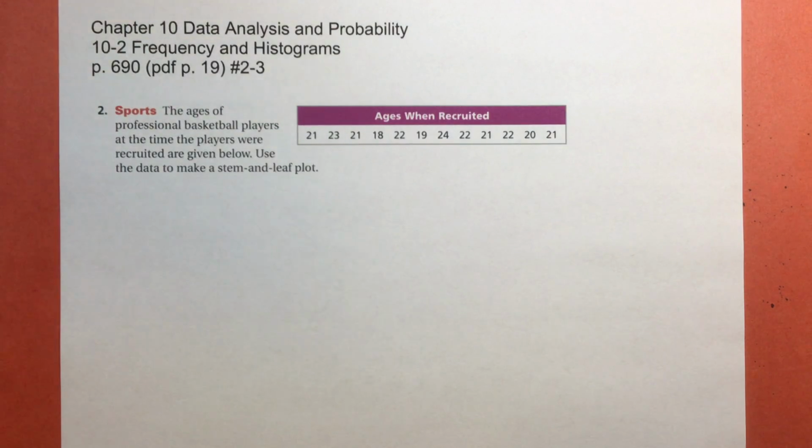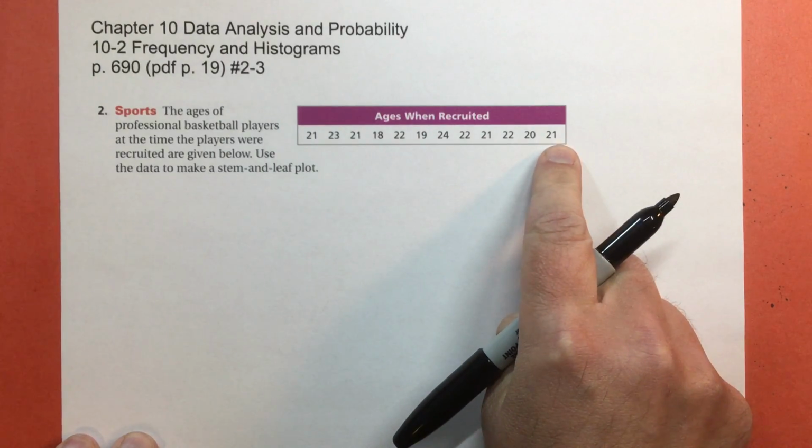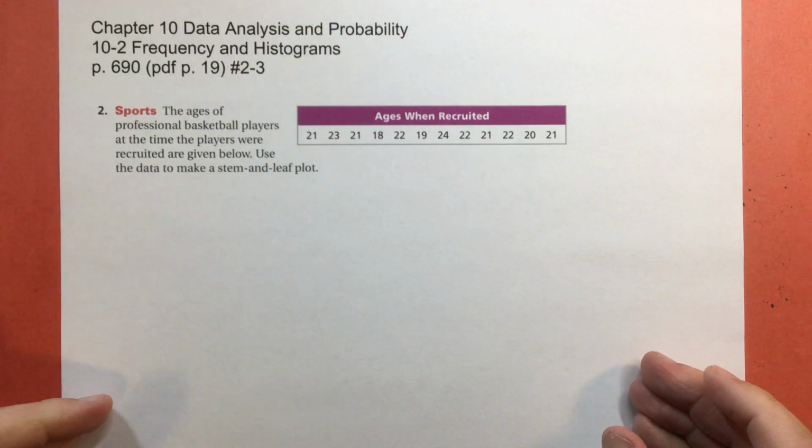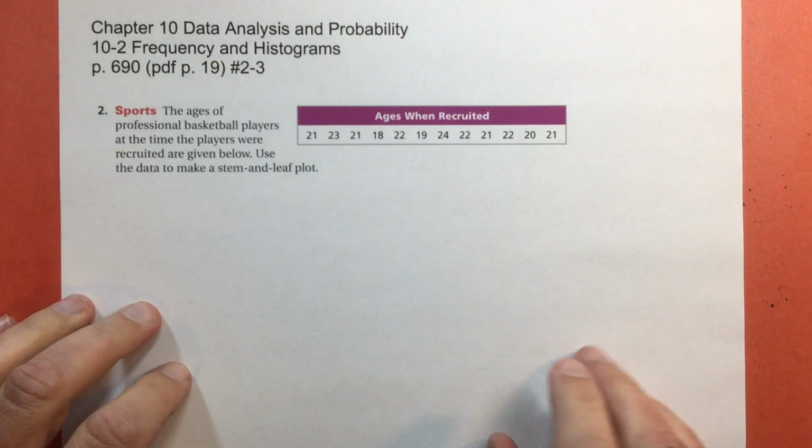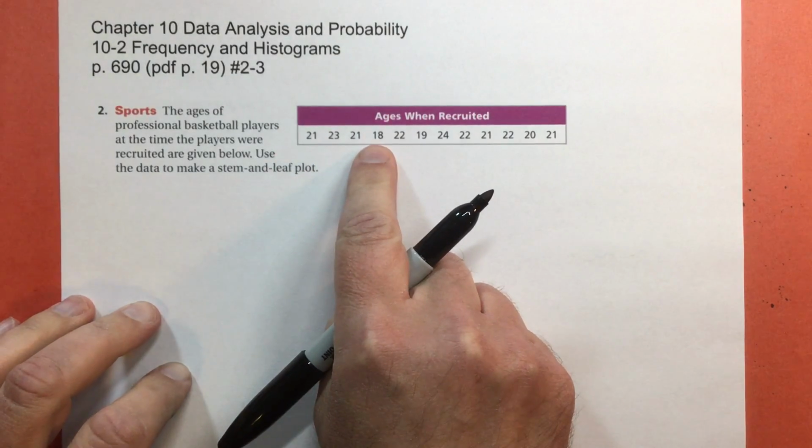But again, it's up to you what you want to do. What I'm going to do is I'm just going to show you a different way. I don't care which way you start, as long as you end up with the same thing. I'm going to put these numbers in order first. There's only 12 of them, so it's not going to take very long. All right, so I'm looking through. I got some 20s. Here's an 18.